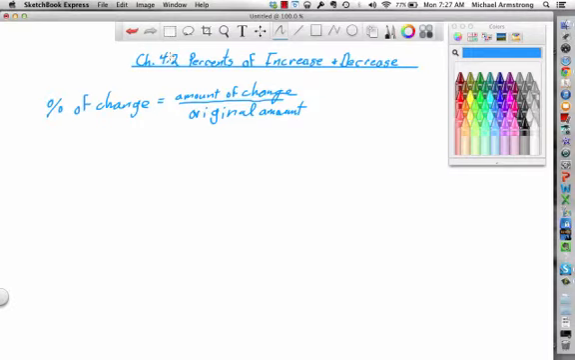Okay, chapter 4.2, percent of increase and decrease. So we're looking at things that grow or get smaller, and we want to see what the percentage is on how much they change. So the percent of change is equal to the amount of change divided by the original amount. This is important. We'll need to keep our eye on this one.